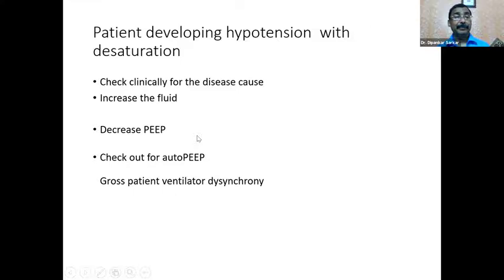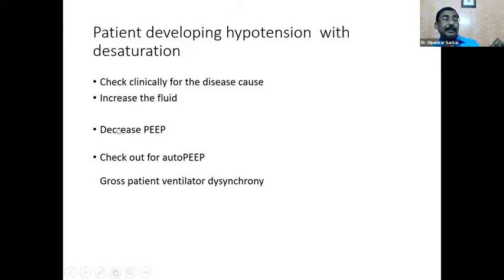Patient developing sudden hypotension with desaturation. Check clinically for worsening of the patient. Whether the disease has caused an increase in fluid, what will you do if there's hypotension? If the patient is volume depleted, then you just give volume.